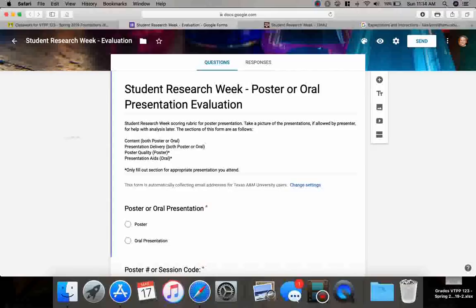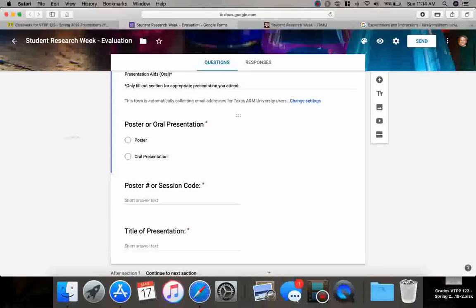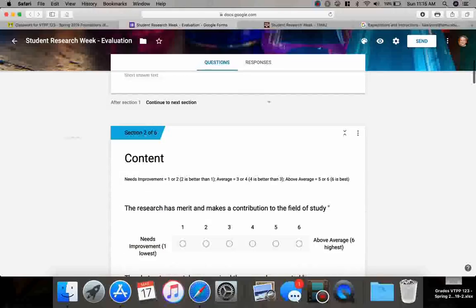The content section is for both poster and oral sessions. Presentation delivery is the same for both poster and oral sessions. And then here's the difference: poster quality for posters, presentation aids for oral. Those are different, and you only fill out that section if it's appropriate. The first section that you'll get here, you're going to have to click, is it a poster or an oral presentation? If there's a poster number or session code, you type that there, and then the title of the presentation, because you want to be able to discuss it in case someone else in the class maybe went to that one. That would be another good thing to look at, okay?